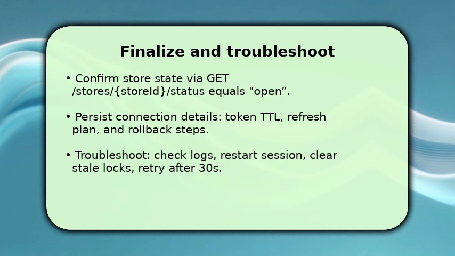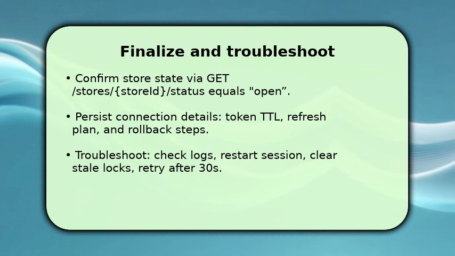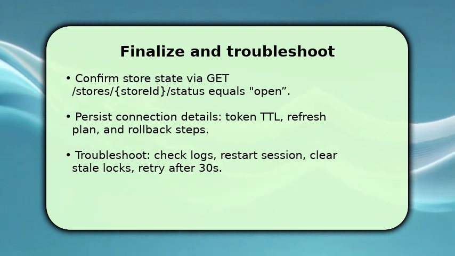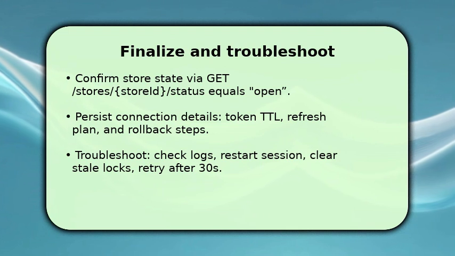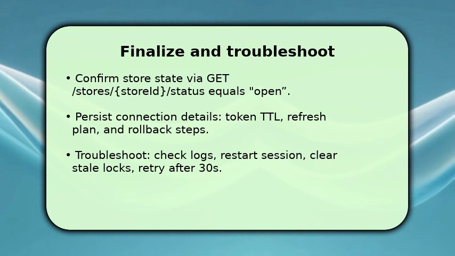If you hit errors, inspect API logs and HTTP bodies. Clear stale locks only if you understand consequences. If a lock conflict persists, restart your session and retry after 30 seconds. This resolves transient race conditions.